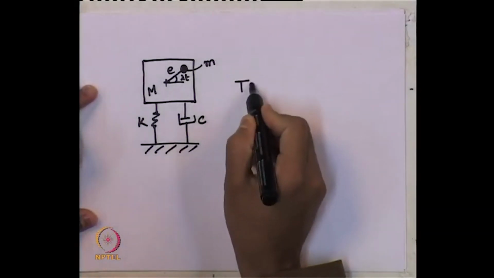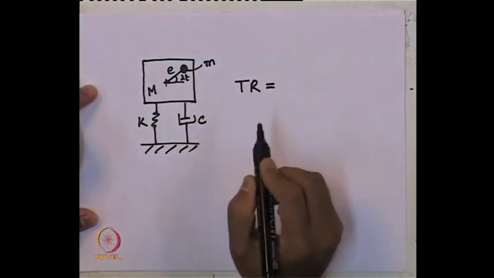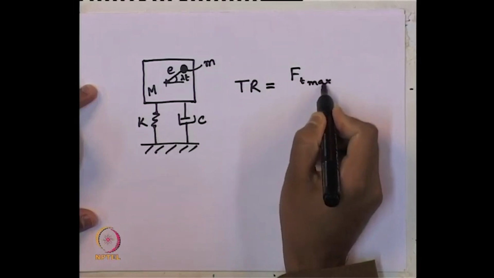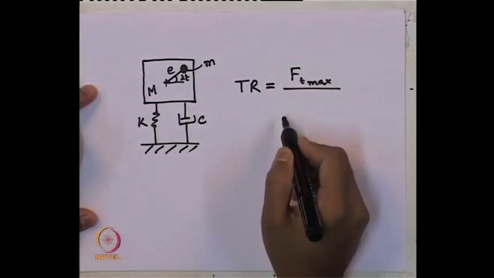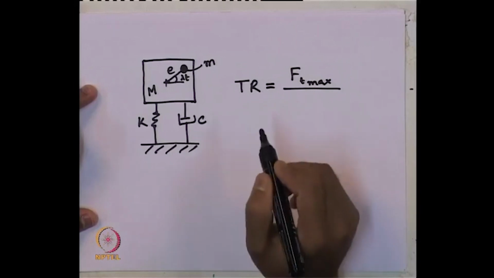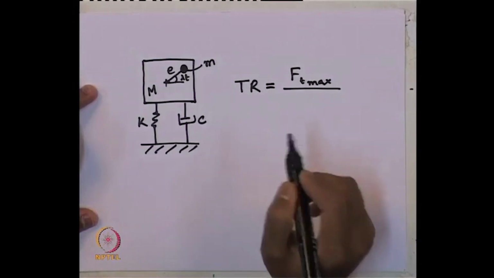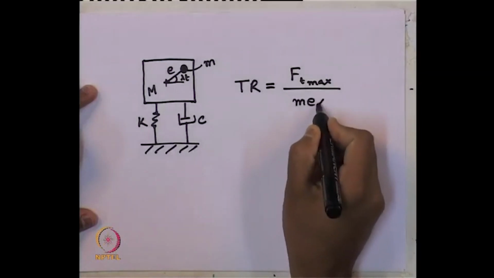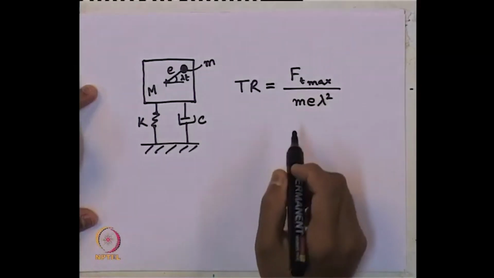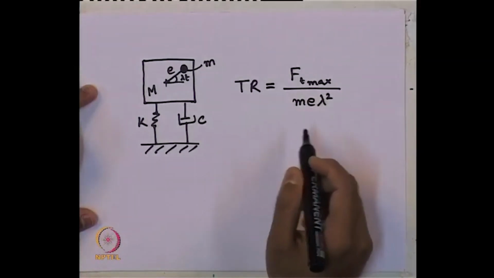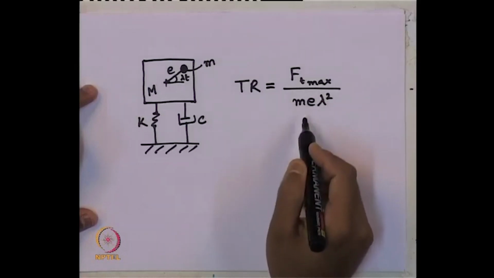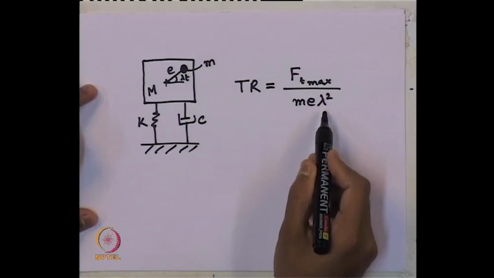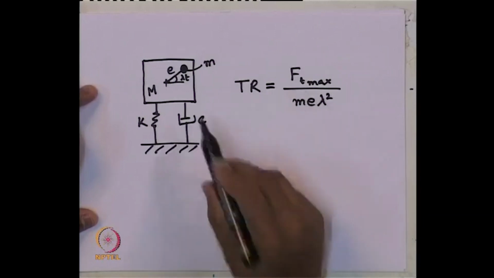So, the transmissibility ratio T r is expressed as the maximum value of force transmitted divided by the amplitude of the force applied to the system. And how much is the amplitude of the force applied to the system? That is m e lambda square. We have derived in the previous class that the amplitude of the force applied to the system is mass times eccentricity times the applied frequency square, that gives us the amplitude of the force applied to the system.